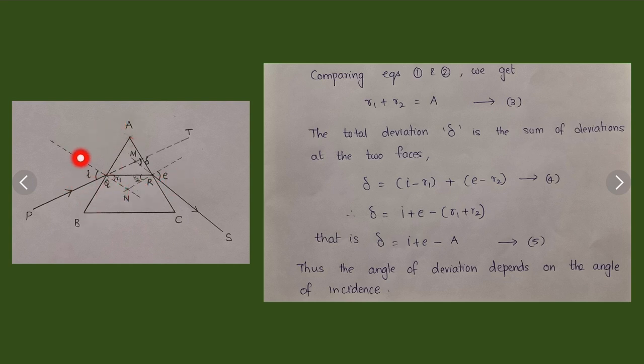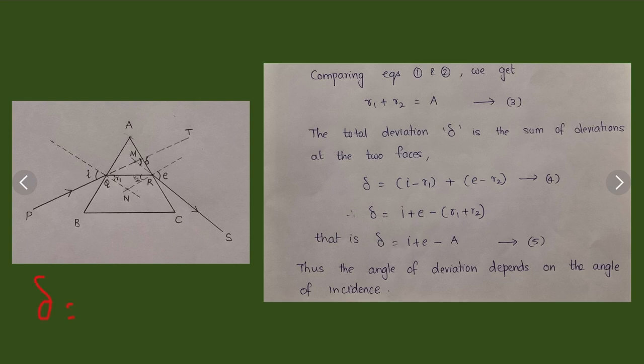Therefore, the total deviation delta is the sum of the deviations at the two faces, that is delta is equal to I minus R1, because of the first surface, and E minus R2, because of the second surface. Let it be equation number 4. So let us rewrite it.